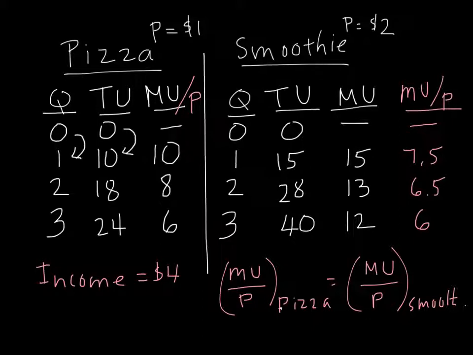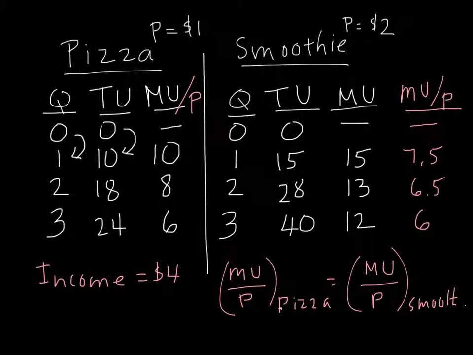Now let's think about the next thing. You could buy your second unit of pizza, which is now only 8, or you can buy your first smoothie, which would have a marginal utility per dollar of 7.5. Now that's still lower than pizza, so you're going to buy the second piece of pizza. Now you've spent $2 on 2 pieces of pizza, and you have what? $2 left out of your $4 income.